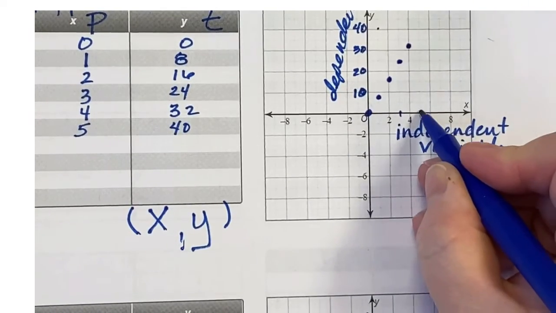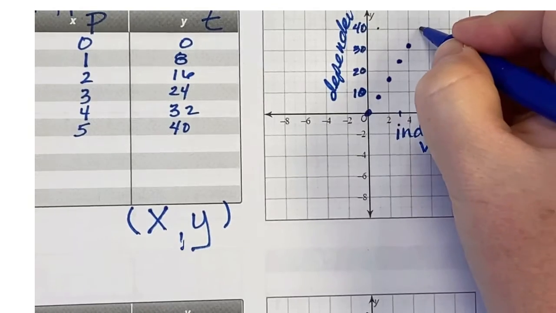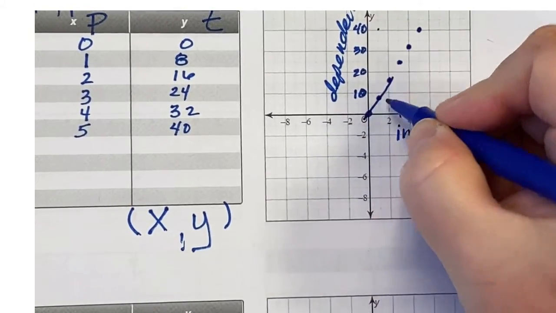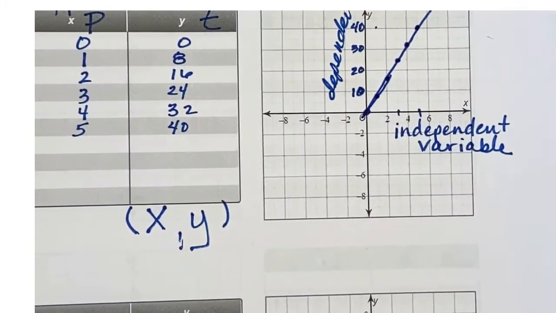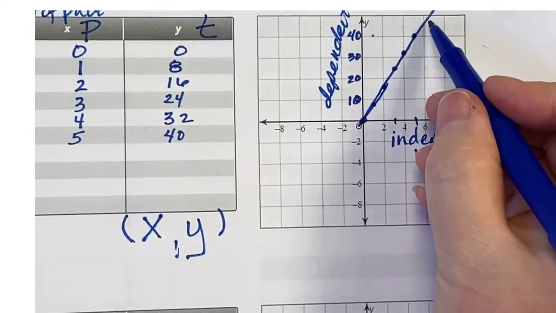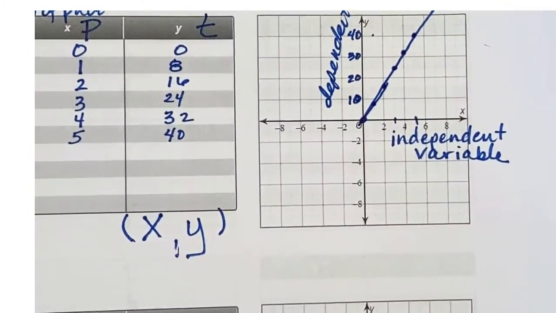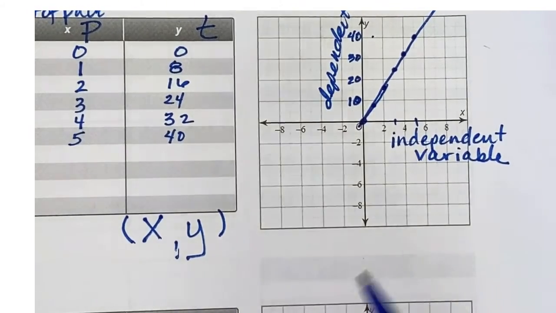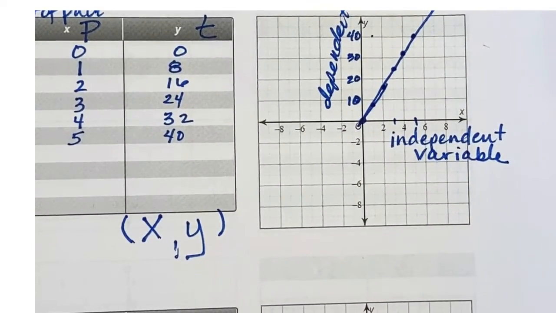And where do you think 5 is going to land? Yep, you're right. You guessed it. It's going to be right at 40. And look at this. So everything on that line is going to be a solution to the total number of, well, actually it's showing the relationship between the number of packages and the number of total beverages. How cool is that?